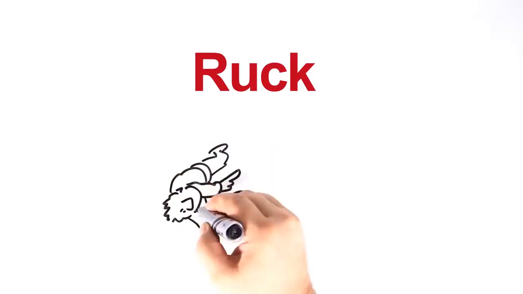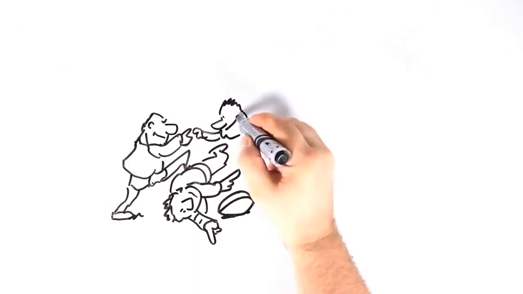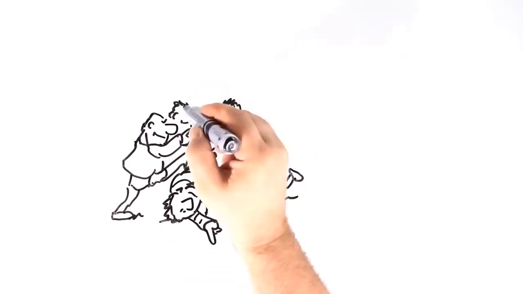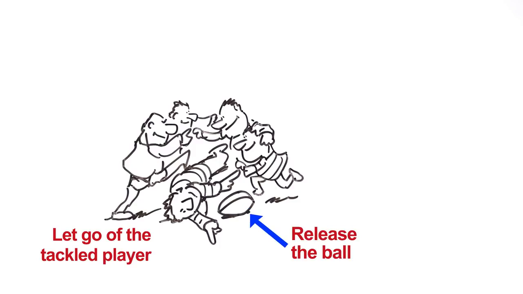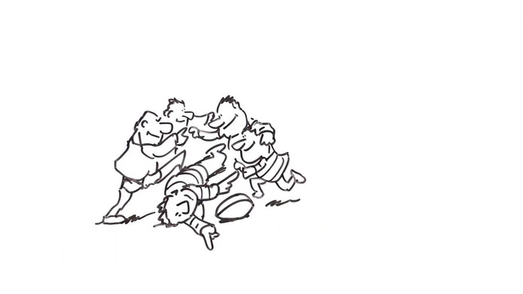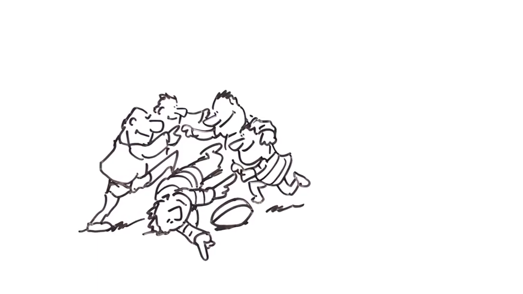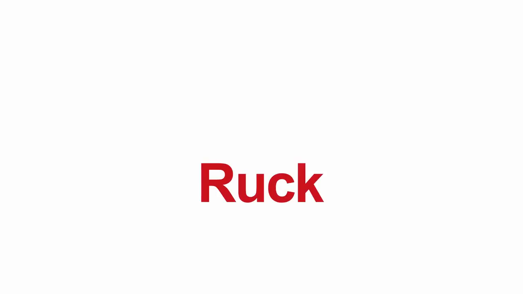A ruck is formed after the man with the ball is tackled and the players fall on the ground. During this situation, two very important rules come into play. The man who made the tackle must let go of the tackled player, and the man who is tackled must release the ball immediately. Players of both teams will bind as a unit with each other over the ball group and compete to win the ball with their feet and pushing back the opposing players.